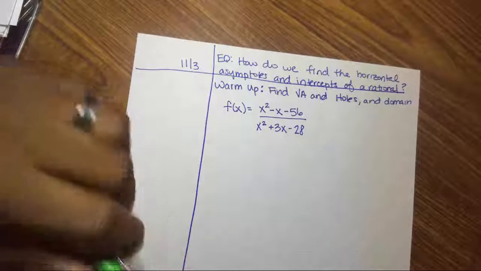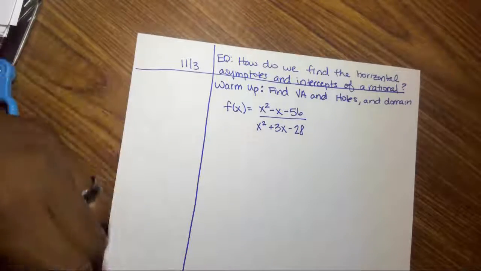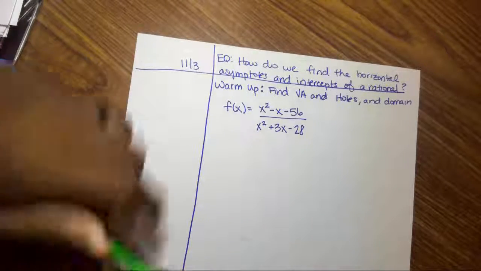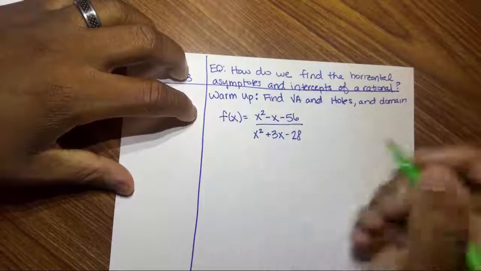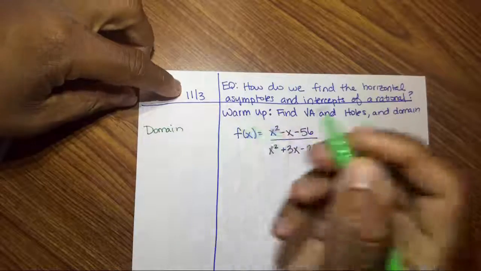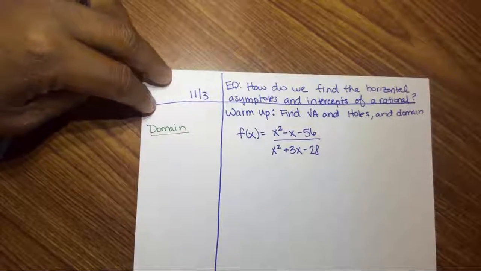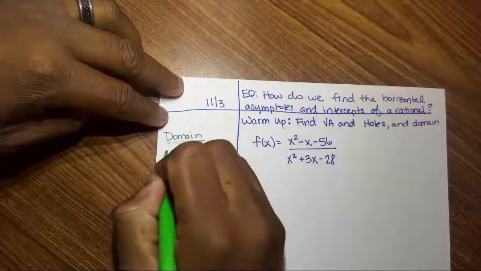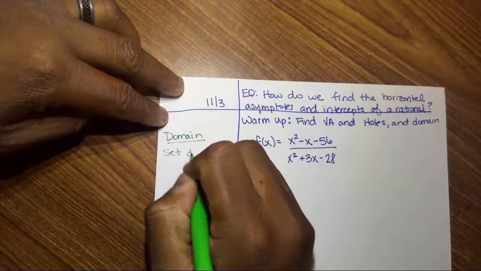In order to find the vertical asymptote, the first thing we'll start off with is finding the domain. How are you supposed to find the domain for this function? The domain is always: set the bottom equal to 0. So you're going to set the denominator equal to 0.